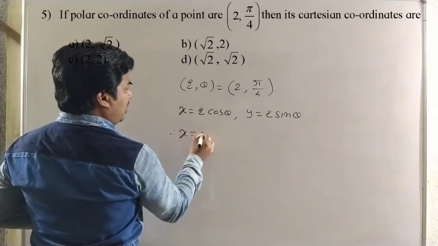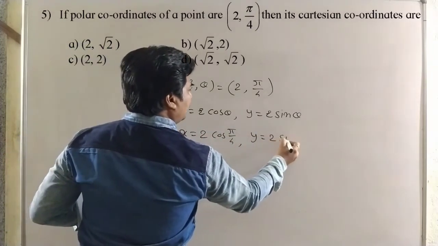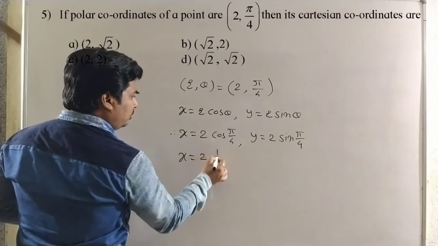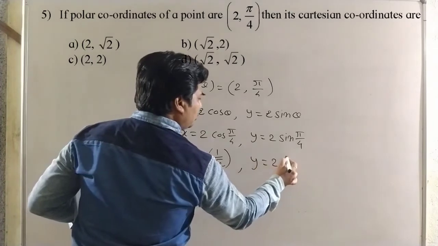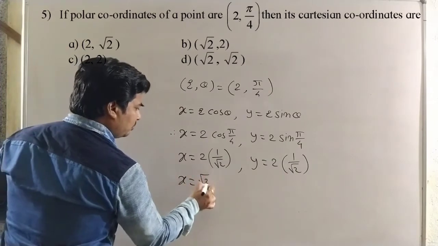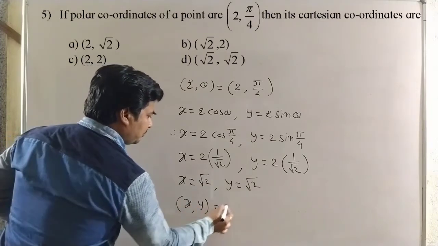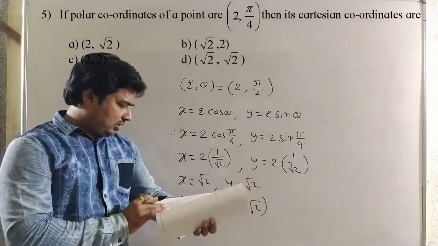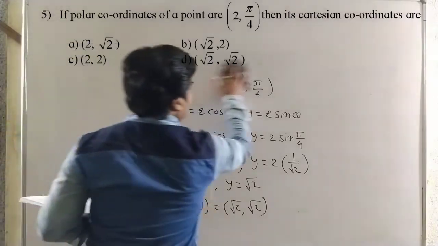Therefore, x is equal to 2 into cos pi by 4 and y is equal to 2 into sin pi by 4. Okay. Then x is equal to 2 into 1 by under root 2, and y is equal to again 2 into 1 by under root 2, and here x is equal to root 2 and y is equal to again root 2. That means the Cartesian coordinates x, y are (root 2, root 2). Here it is option D.